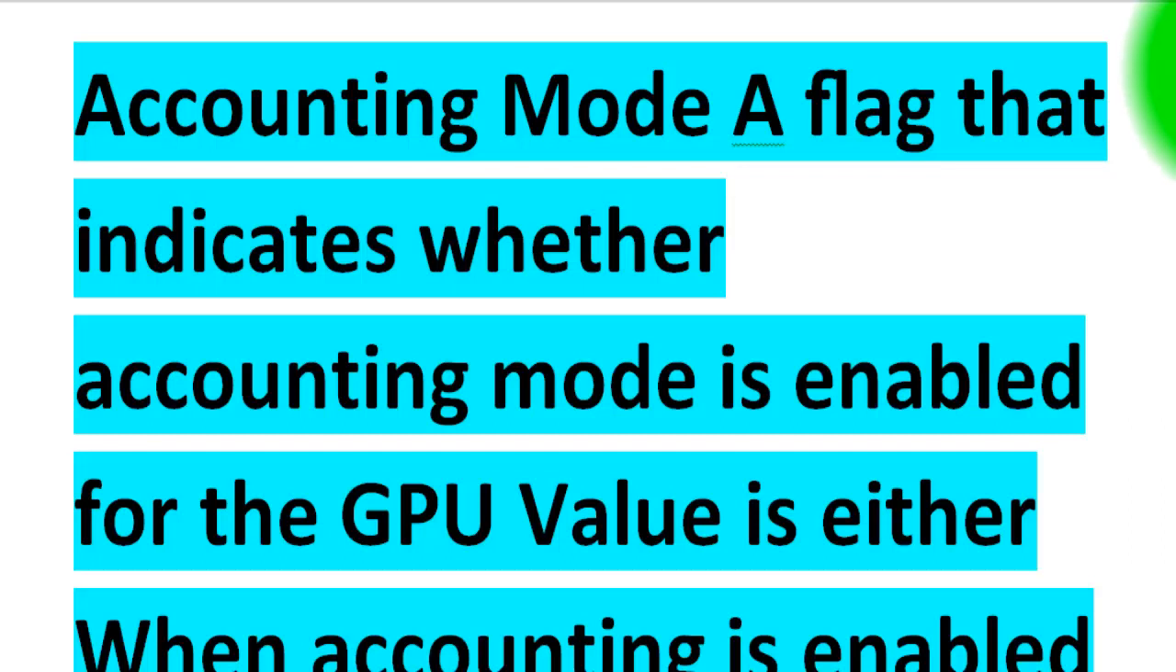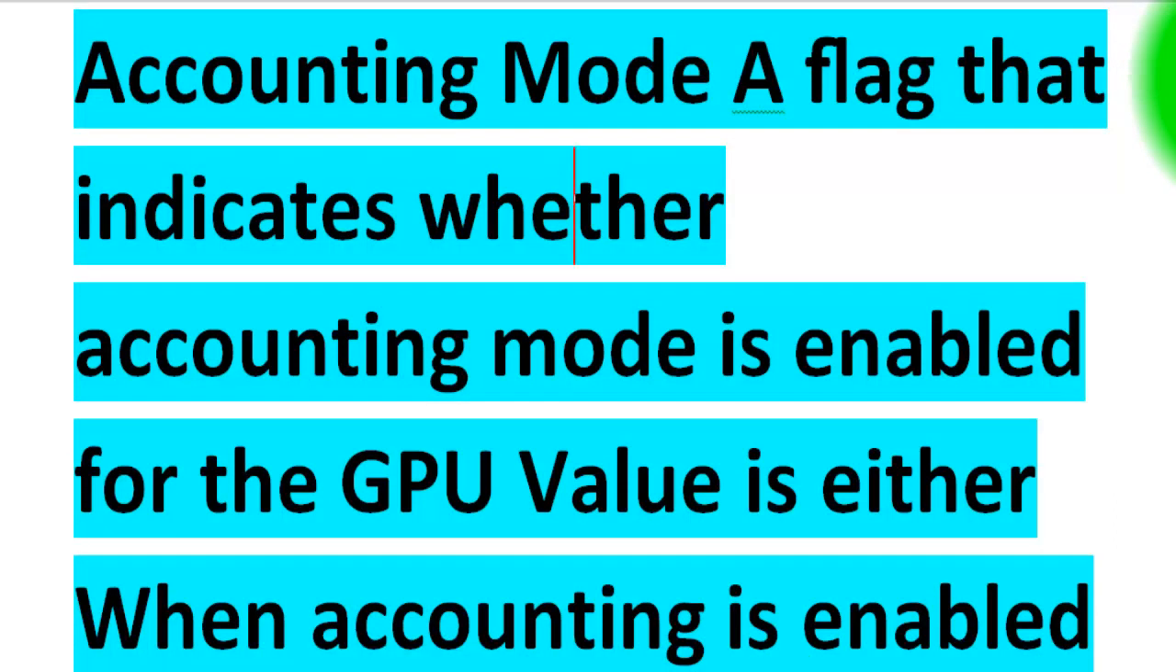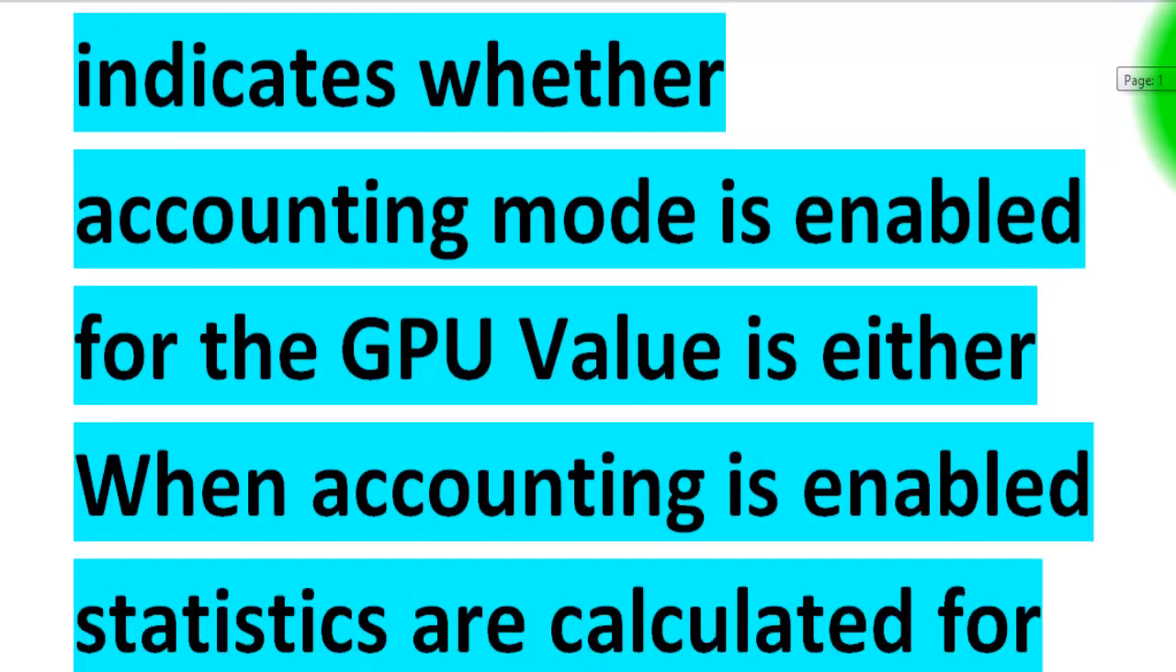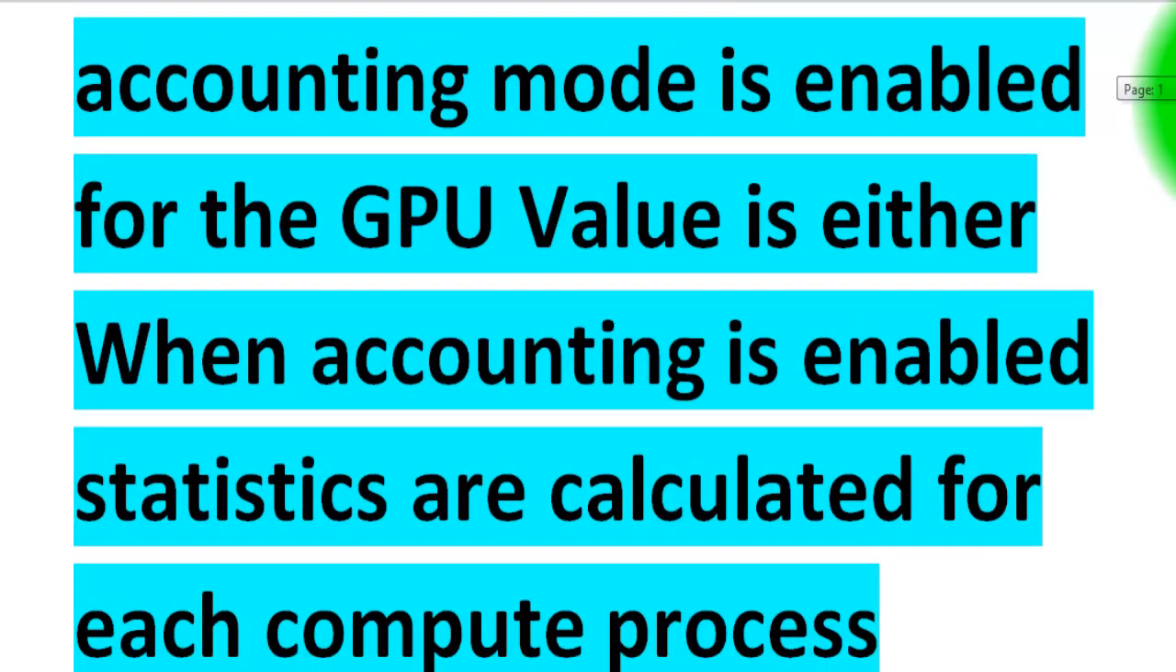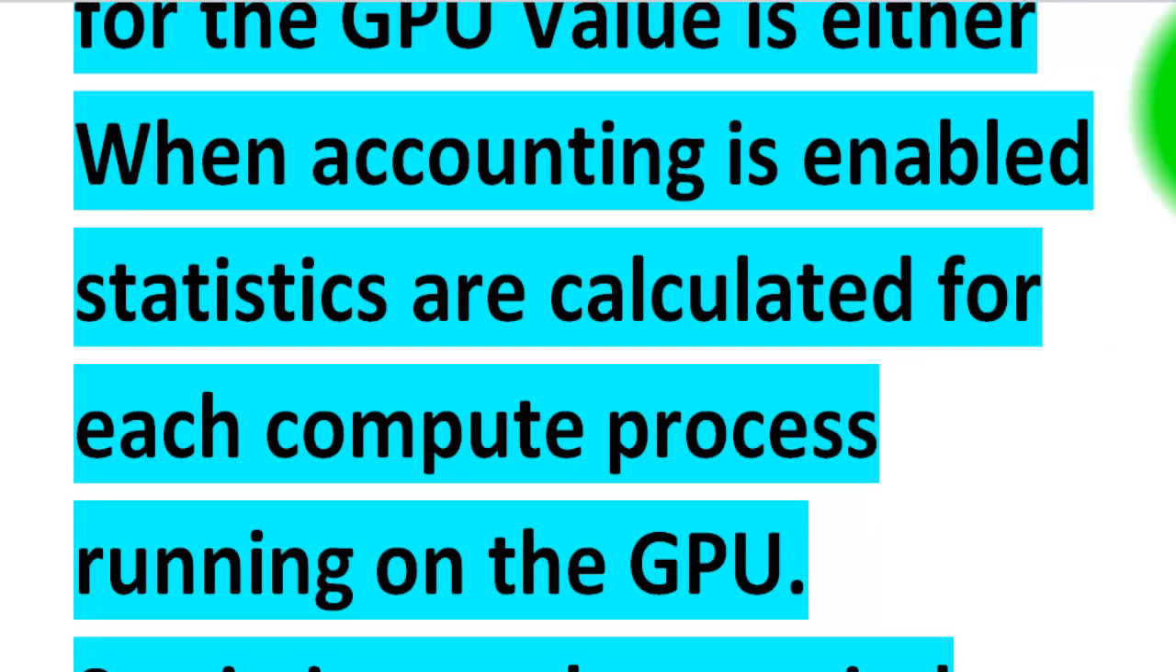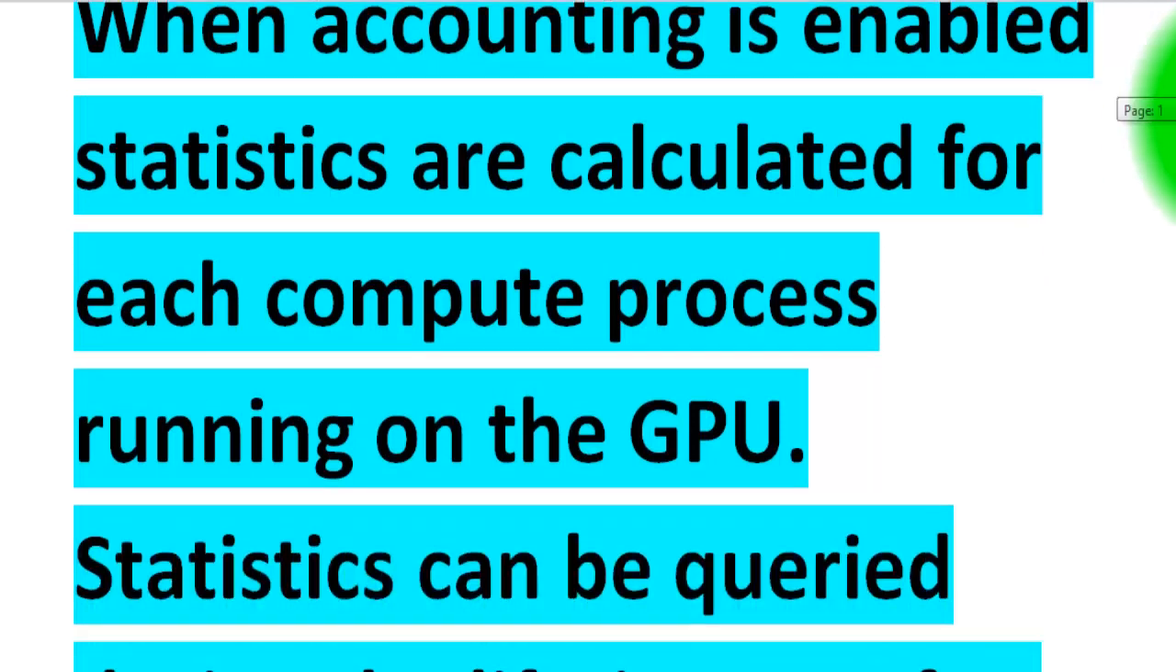Accounting mode is a flag that indicates whether accounting mode is enabled for the GPU. The value is either enabled or disabled. When accounting is enabled, statistics are calculated for each compute process running on the GPU.